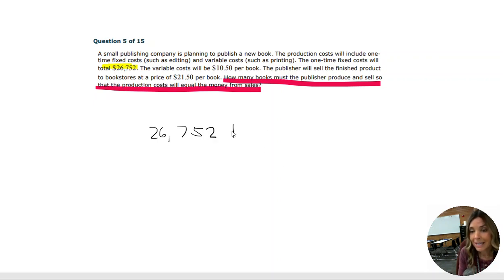Okay, then there's going to be some variable costs. These are for other things that are variable, but that variable cost is going to be $10.50 per book. So let's use the variable B to stand in for number of books. We need to use a defined variable. So $10.50 per book. Now, this is the cost to make the book.